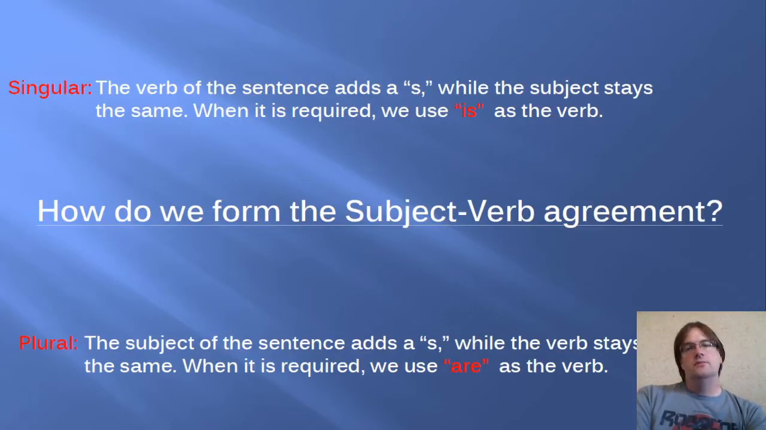How do we form the subject-verb agreement? For the singular, which is just one, the verb of the sentence adds an s, while the subject stays the same. When it is required, we use is as the verb. And for plural, which is more than one, the subject of the sentence adds an s, while the verb stays the same. When it is required, we use are as the verb.